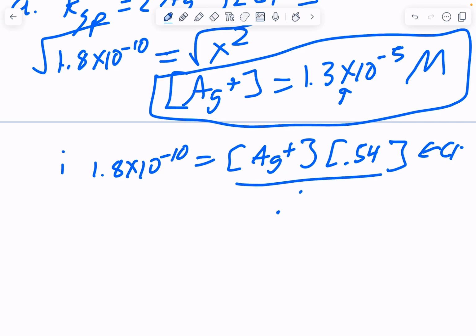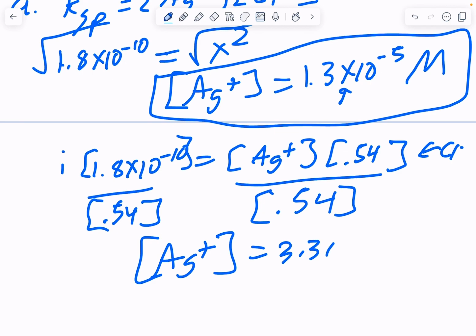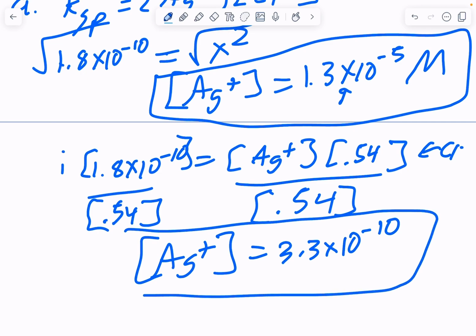Okay, to solve it, I'm going to divide by 0.54 on each side. And I'll find that my Ag plus concentration is now 3.3 times 10 to the negative 10. So look, this is the concentration of the Ag plus in seawater. It is much smaller, about 5 powers of ten smaller compared to regular water. You're going to get a whole lot less silver ions in the seawater. And that's because there's already so much chloride in there that not a lot of it is going to dissolve out.